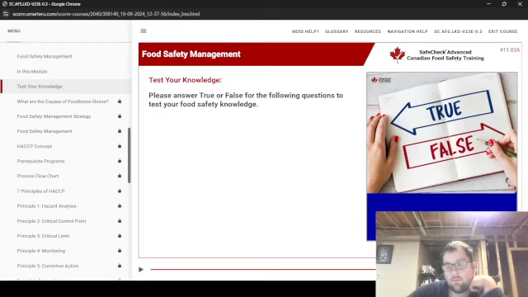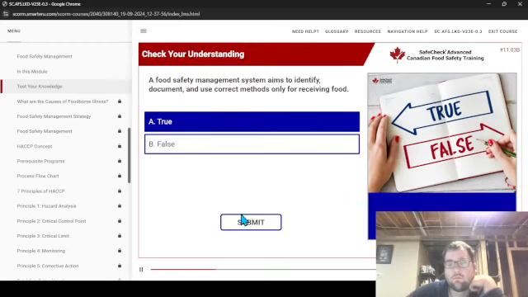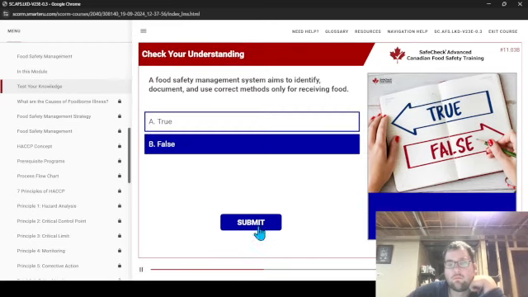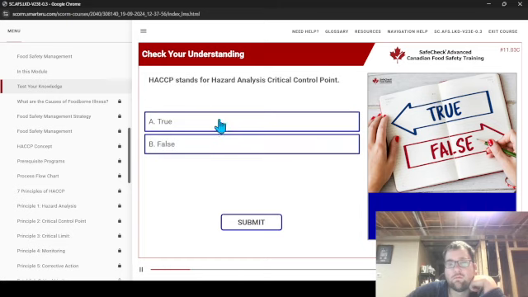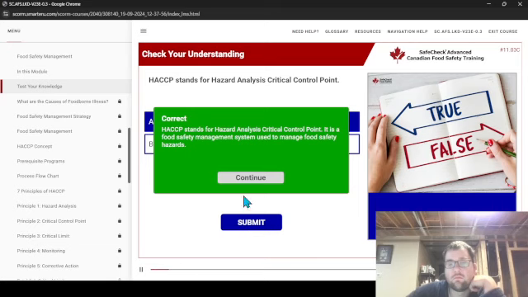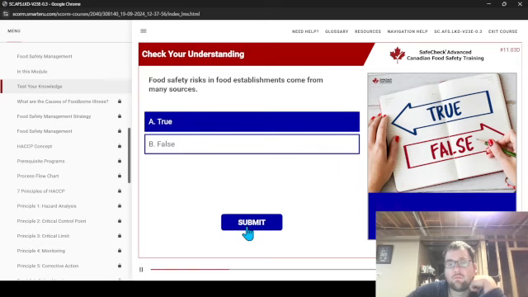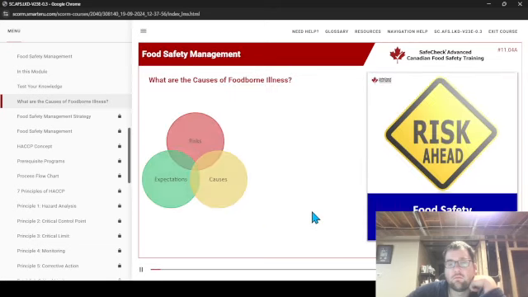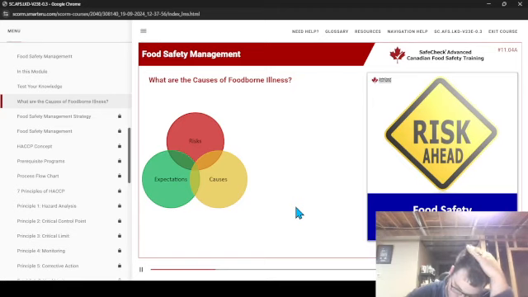Before we go, a food safety management system aims to identify, correct, and control food safety risks in food. Foodborne illness has severe health and economic consequences. The food retail and food service industry faces several food safety risks.